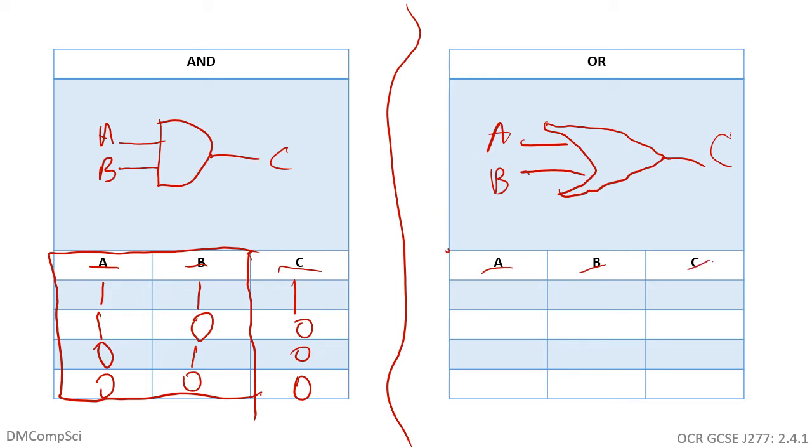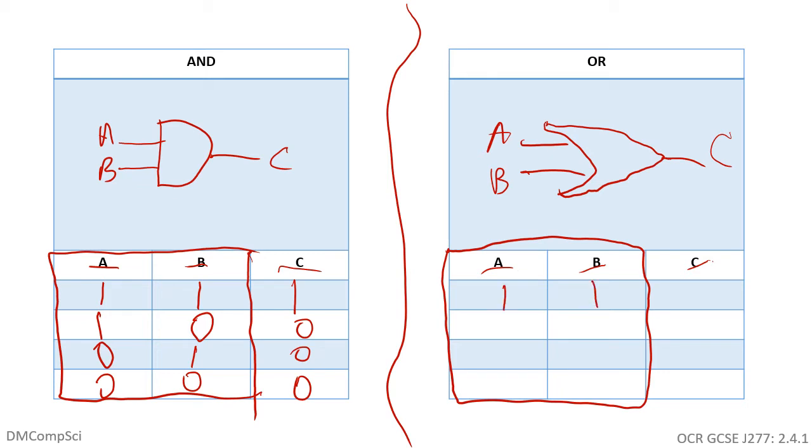Now, because our inputs are A and B, obviously our inputs are going to be going in this section of the truth table. And again, because this is a two input gate, we can actually just copy across the different combinations of inputs that we have here.